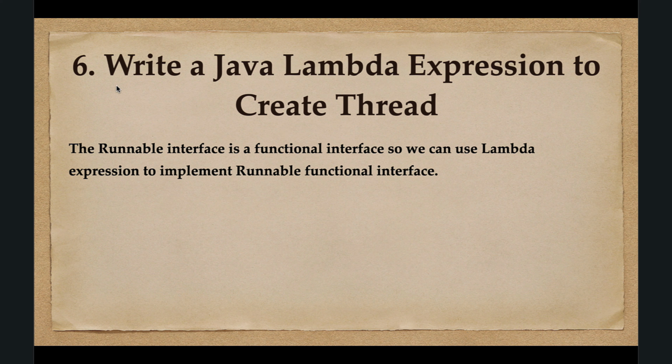Well, the next question is: write a Java lambda expression to create a thread. Basically, the Runnable interface in Java is a functional interface. So we can use a lambda expression to implement the Runnable functional interface, and then we can create a thread, and then we can pass the lambda expression to the thread. Alright, so let me create an example and demonstrate how we can write a lambda expression to create a thread. Let me head over to IntelliJ IDEA.